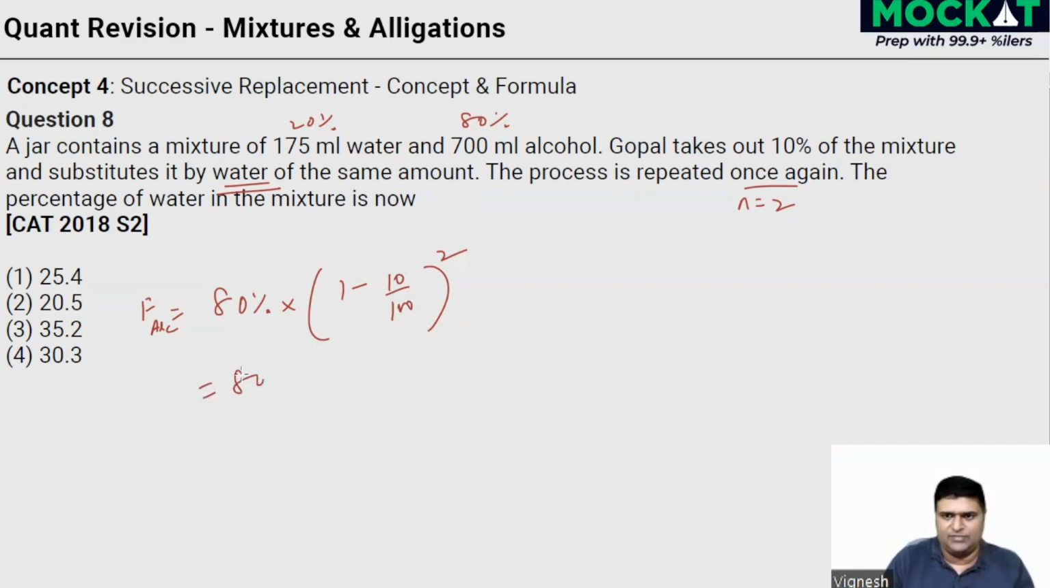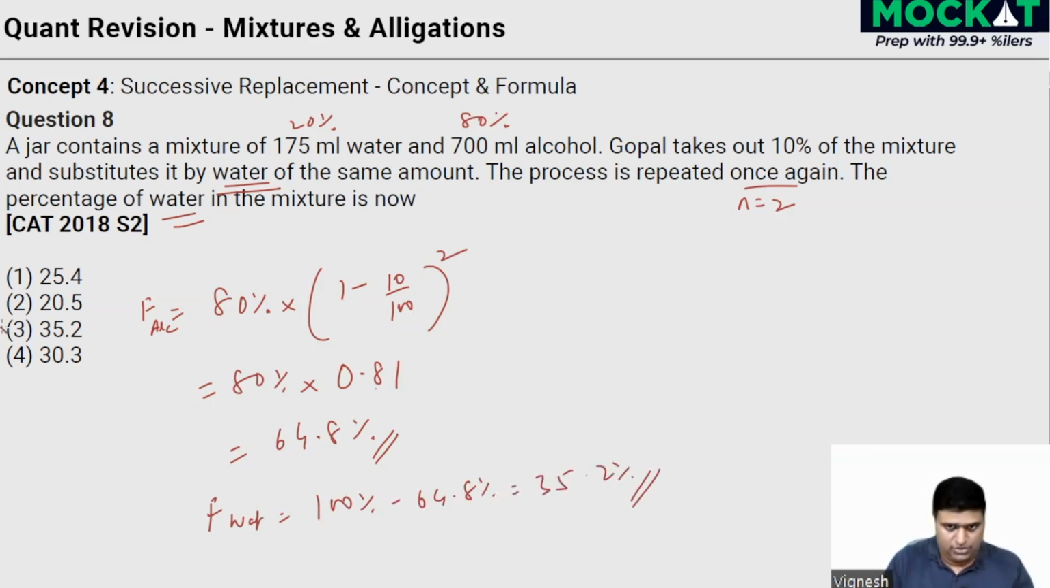0.9 squared is 0.81. 81 into 8, that's going to be 648, 64.8%. That's the final quantity of alcohol. So the final for water is what is asked, the percentage of water. It's going to be a total of 100% minus 64.8%, which comes to 35.2%. So option 3 becomes the answer here.